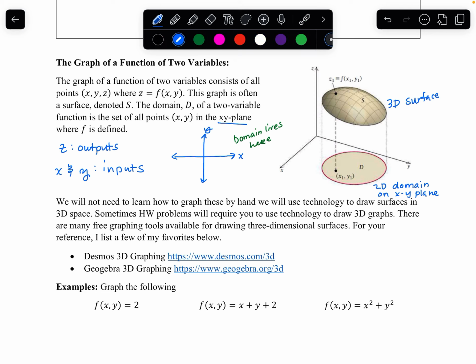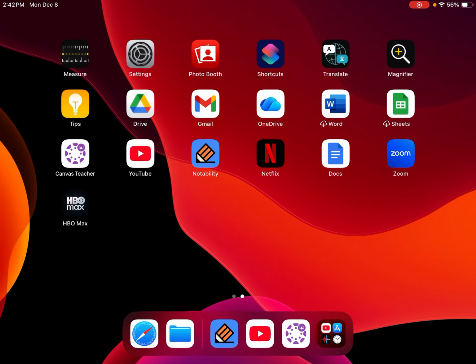I am a fan of what's called CalcPlot 3D. You can in fact just Google it. I have linked it on the homework. I do want to show you, here are some great ones also. However, they can be somewhat limiting in their ability to use them. And so I did want to show you, you can play with the ones that you like. Again, I've linked some options on the homework. Let's take a look at what these graphs look like.